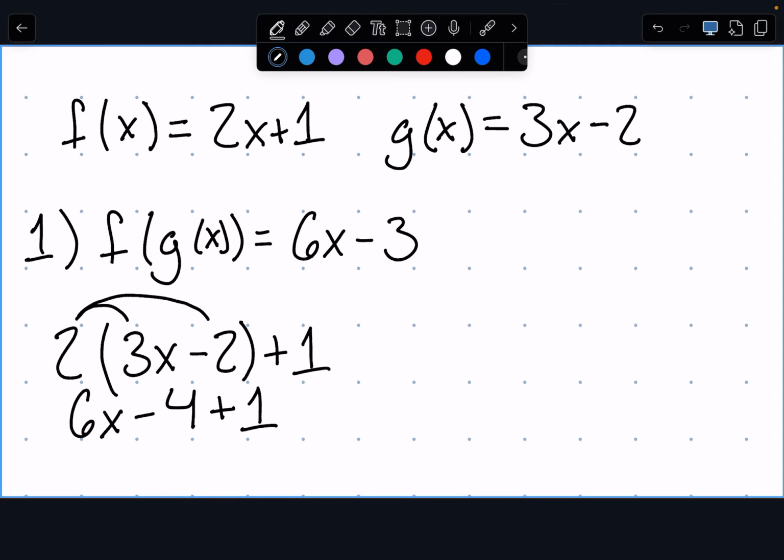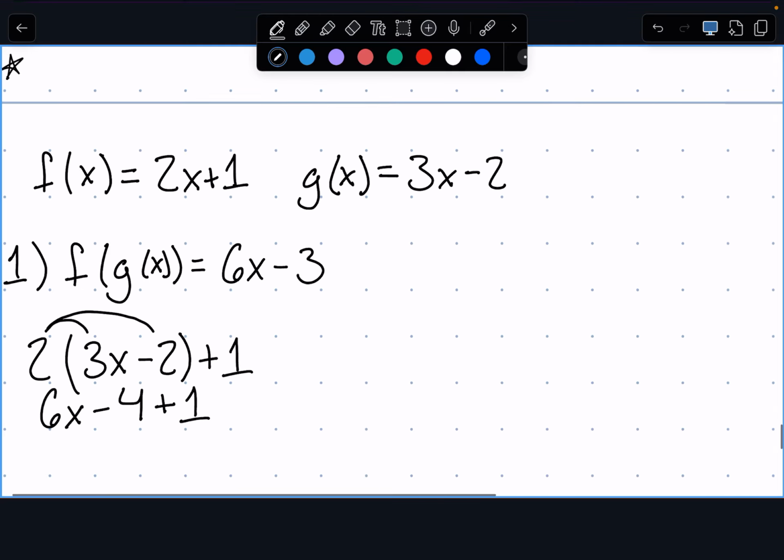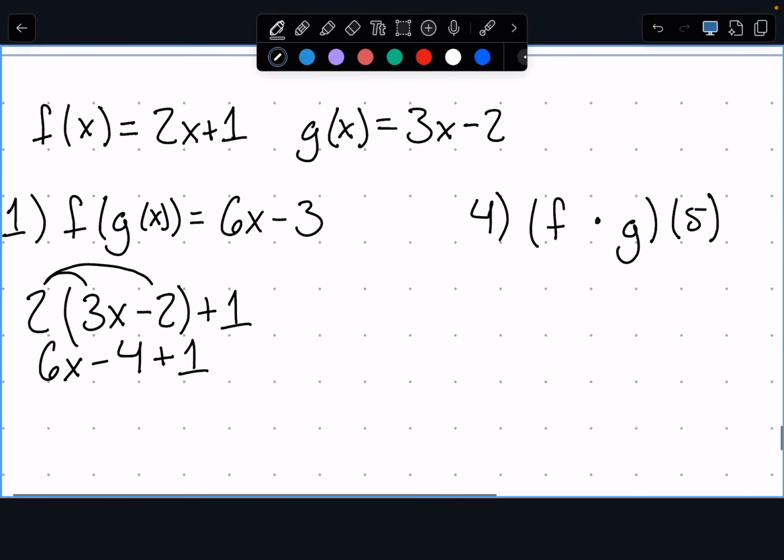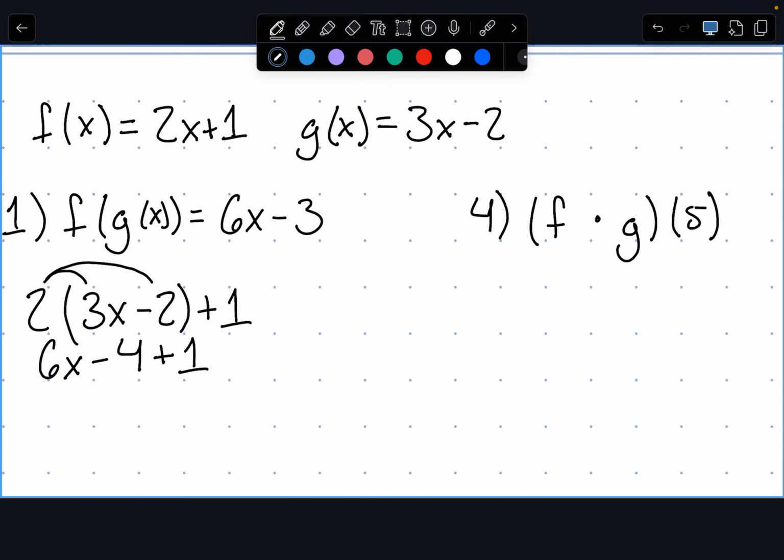Let's go ahead and do number 4. Number 4 says f of g of 5. Which function am I going to plug that 5 into?